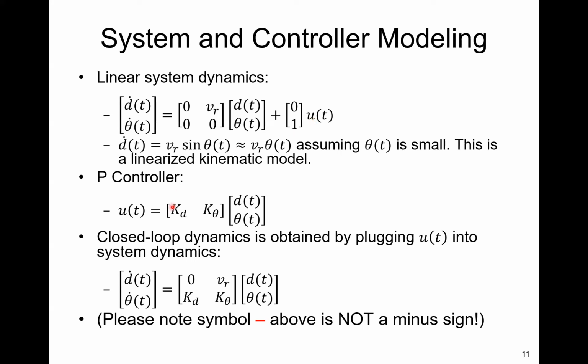So with a P controller, you have proportional terms. Here k is a vector that multiplies the state, which gives you the control input. So the closed loop dynamics is obtained by plugging u into the equation here, and you work out the addition. You have this equation here. In my PowerPoint, I have this dash, which indicates a second level bullet. So it's a little bit confusing because it's not a negative sign.